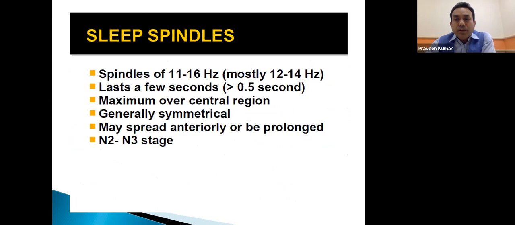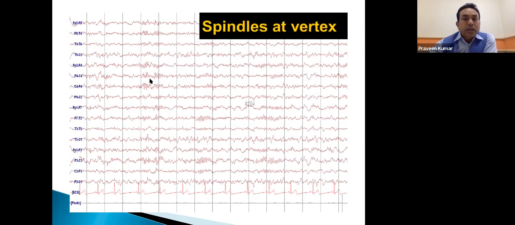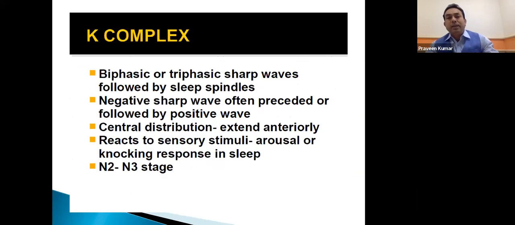After the vertex waves, in stage 2 you get the spindles. As the name says, they are spindle-like activity of 11 to 16 hertz, and they are also seen over the central location. These are the spindle waves. We'll see a couple more slides of those. They are almost around 13 to 14 hertz waves, seen more over the central location, C4, C3, P3, those locations. So they are the normal waves of sleep.